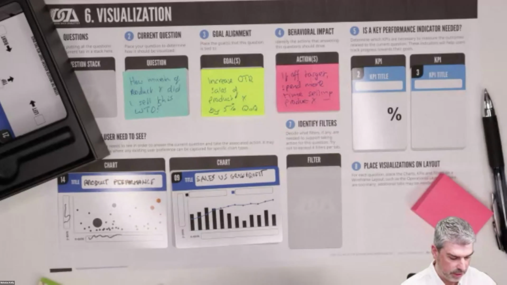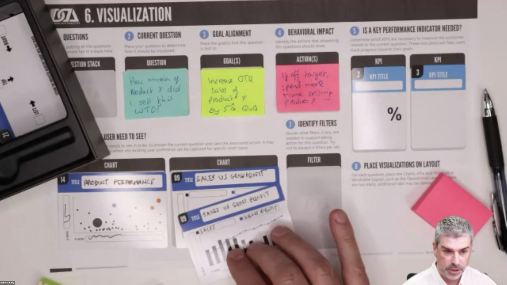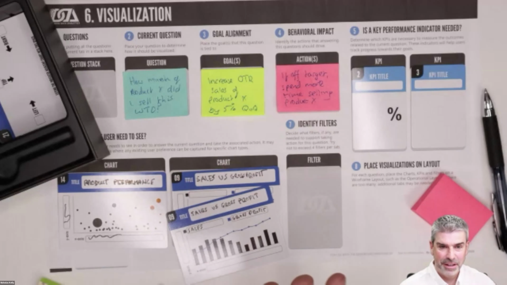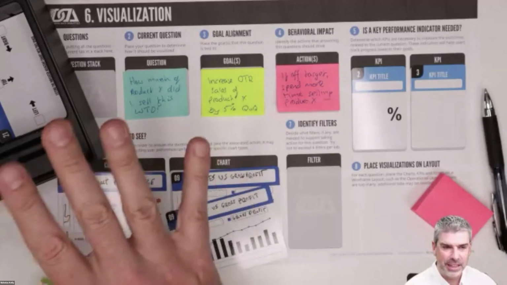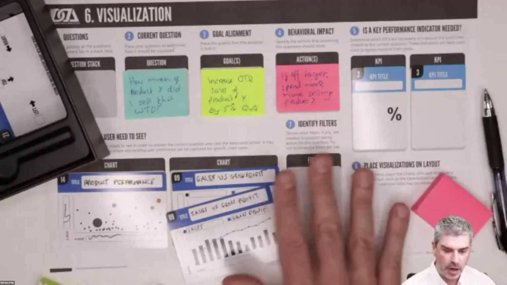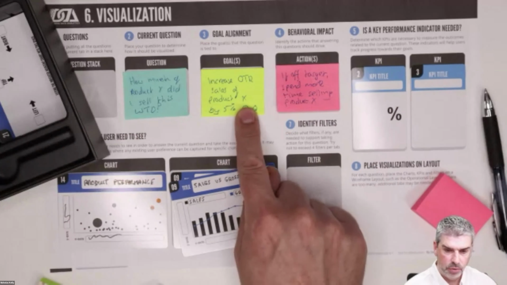You could do something like that. Or sales versus gross profit, whatever. And you could have multiples, so you could have multiple charts here. But this step in the process is where we can quickly cross-reference everything. Does this chart help realize this goal?